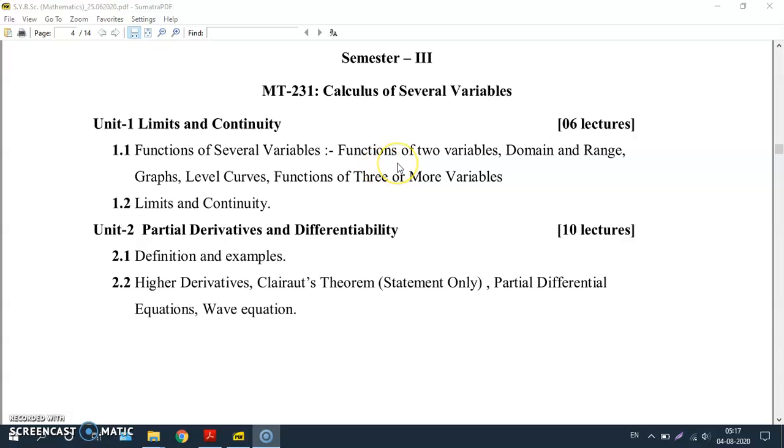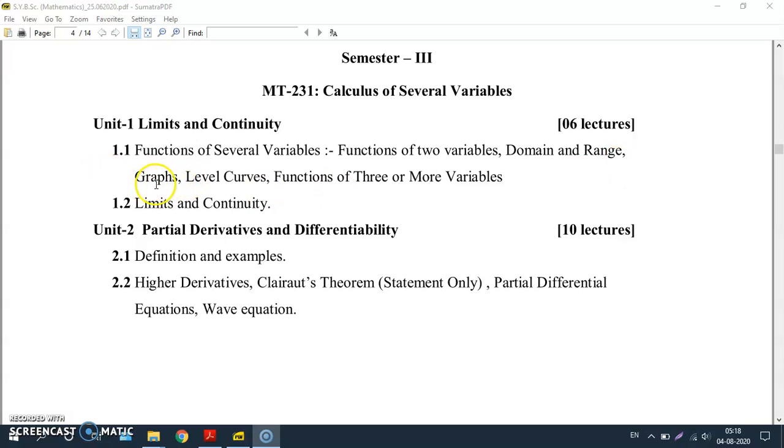Functions of one variable we have seen in previous class. Now we will discuss function of two variables. Its domain. Domain means the area or region where the function is defined, and the range is the set of values which a function can take.